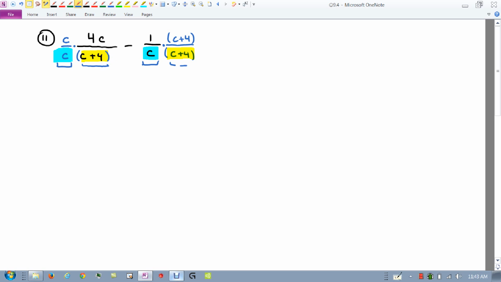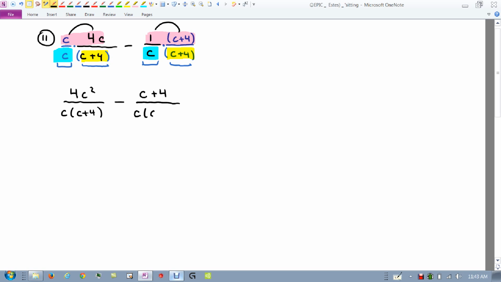They both have a C plus 4, so we have a common denominator. Now what I'll do is multiply out the numerators here and here, and then put them together. So multiplying C times 4C, we get 4C squared over that common denominator, C times C plus 4, minus, now 1 times C plus 4 is just C plus 4. 1 times anything is that anything, over the C times C plus 4.